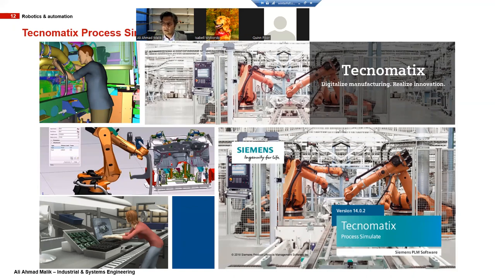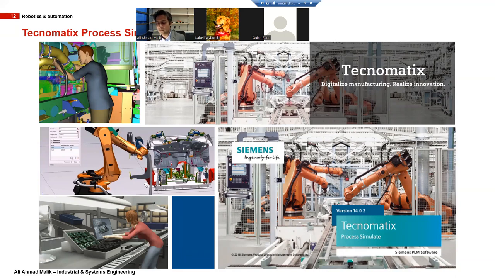For example, if you are creating a CAD object, there are many softwares. For example, NX, SolidWorks, Inventor, CATIA, Solid Edge. Similarly, for robotic systems simulations, there are many software available in the market. For example, RoboDK, Visual Components, this Process Simulate. These are the most popular ones. Then there is Delmia from Dassault Systems. And there is RobCAD, that is a very old software.